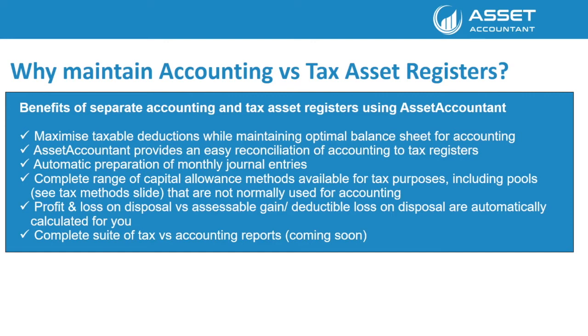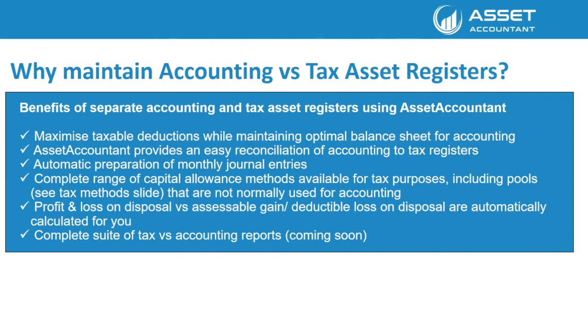Asset Accountant provides an easy reconciliation of the accounting to tax registers. If you acquire something, you can acquire it for both accounting and tax at the same time. If you dispose of something, it's disposed of for accounting and tax at the same time. Asset Accountant will automatically prepare your monthly journal entries. And if you're using QBO, post them automatically for you. If you're using other accounting systems, it will allow you to export them to Excel to import.